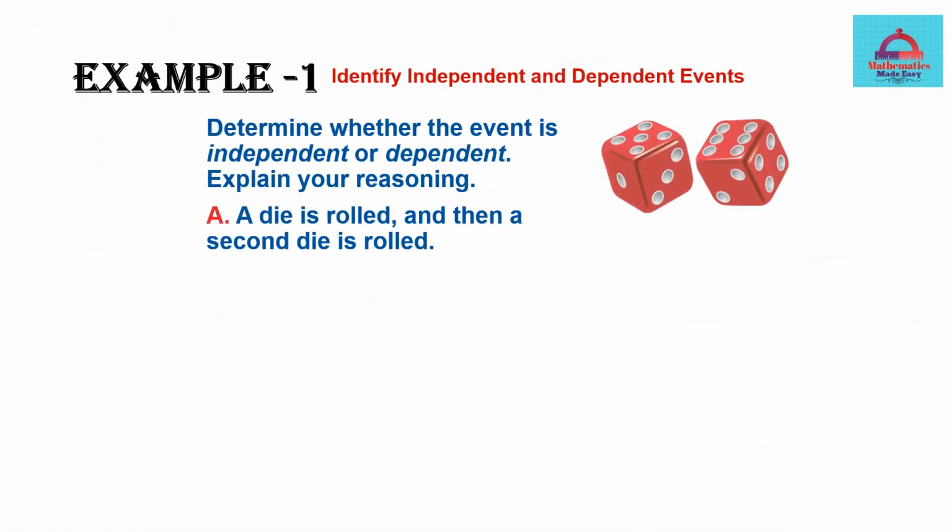So let's take an example where we need to identify independent and dependent events. Here you can see that there are two dice, two number cubes, and we need to determine whether the event is independent or dependent. Also, you need to give a reason. So event A is defined as the first die roll, and event B is the second die roll. For event A, you are rolling the first die. For event B, you are rolling the second die.